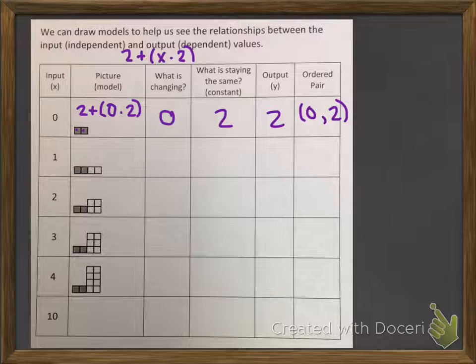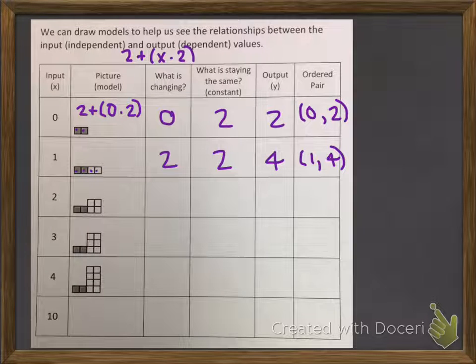Now I see that I have the 2 original gray squares, but we've added 2 white squares. So what has changed in this picture? We've added 2 white squares. What has stayed the same in this picture? 2 gray squares are still there. How many squares are there total in the picture or in the model? There are 4. So my input value, or my x, was 1. My output value, or my y, was 4. So my ordered pair is 1, 4.